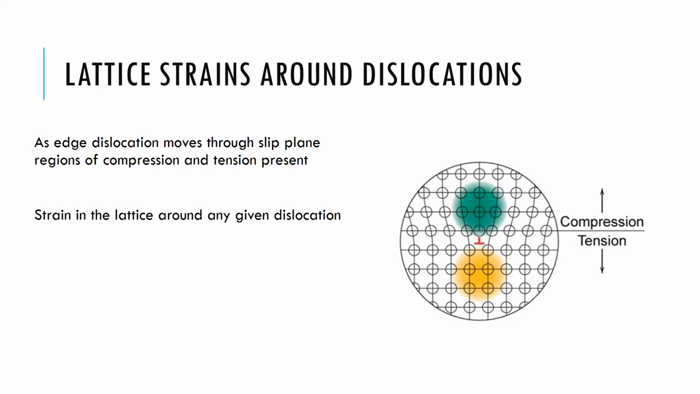Above the Burgers vector, then, the lattice is under a compressive strain because you've squeezed an extra half plane of atoms into the lattice, and that makes everything much tighter. And below the Burgers vector, the local region around that dislocation is in a state of tension, as it has to bend around the extra half plane.